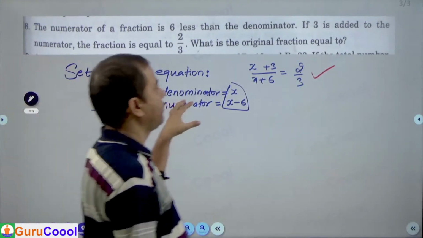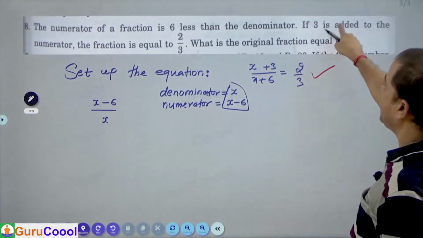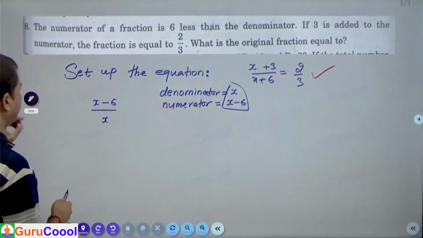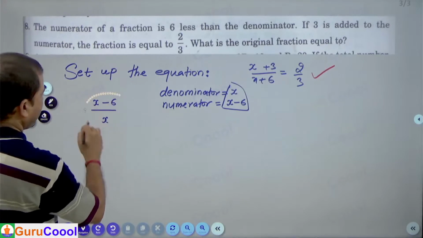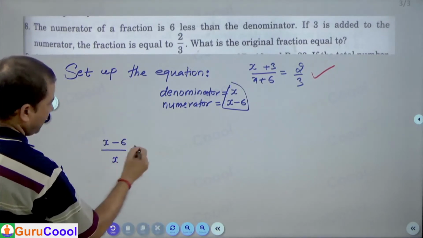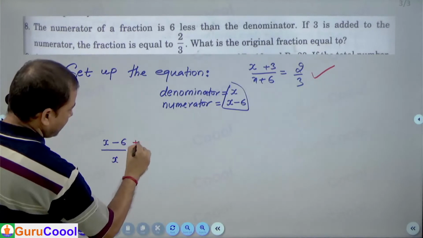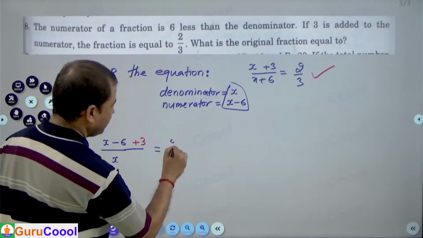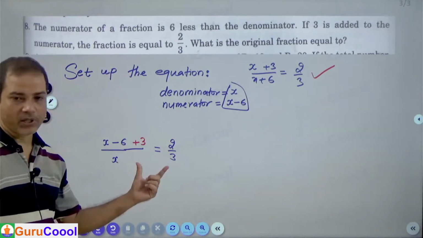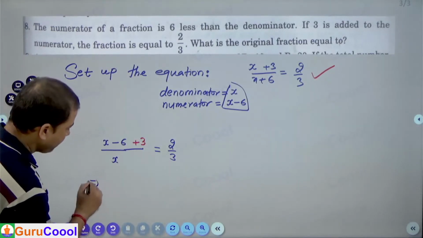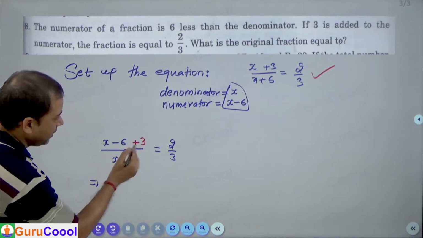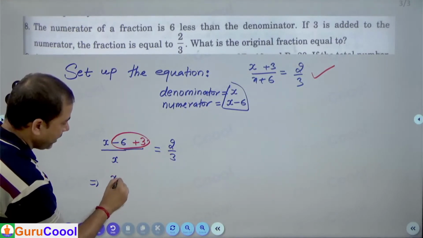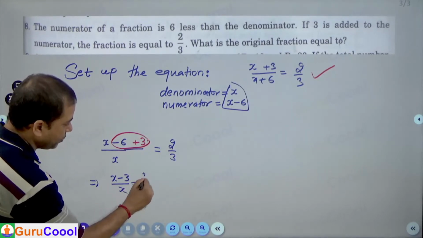Now what question says further? It says if 3 is added to the numerator, what will happen? If 3 is added to the numerator, then the fraction becomes equal to what? 2 by 3. Done. Equation is set up. If you simplify, you will get here it is 3 minus 6, which is what? 3 minus 6 is minus 3. So x minus 3 by x is equal to 2 by 3.